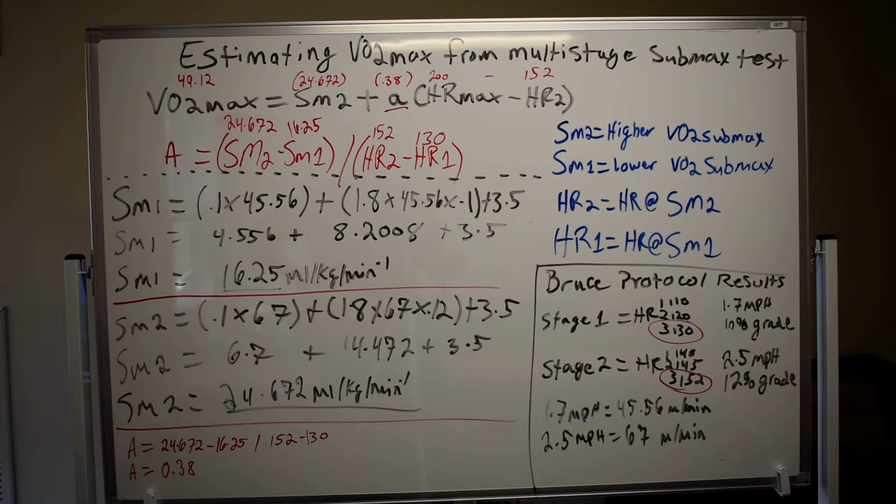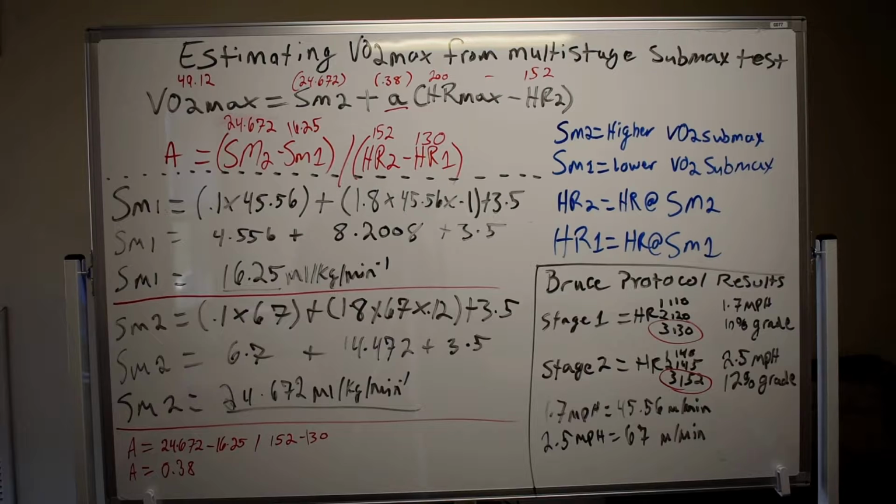Now, the base equation is up at the top where my little green pointer is. In order to estimate VO2 max, we will need this equation: VO2 max equals sub-maximal 2 plus A times the difference of the heart rate max and the second heart rate, which I will go over.